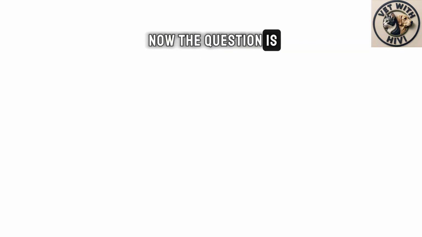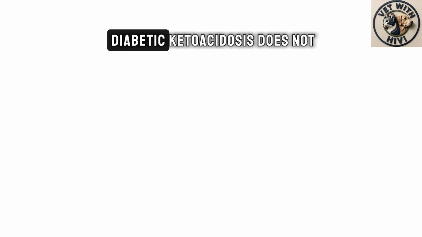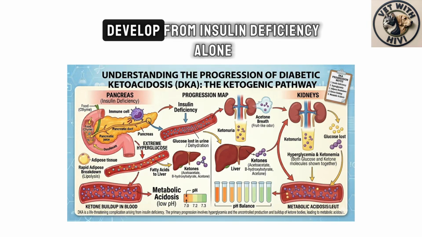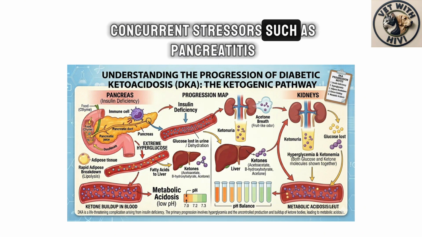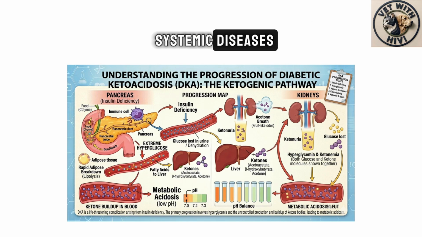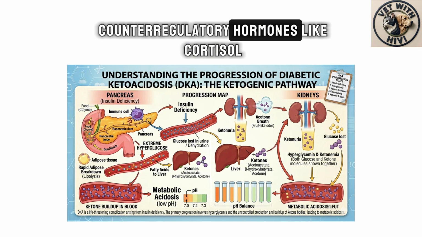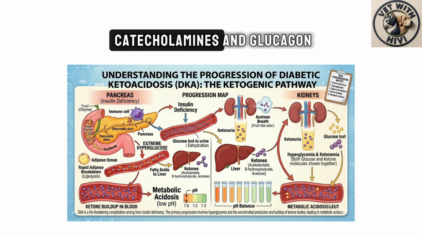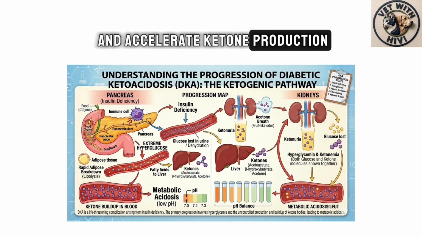Now the question is, why did diabetic ketoacidosis develop? Diabetic ketoacidosis does not develop from insulin deficiency alone. It's usually triggered by concurrent stressors such as pancreatitis, infection, inflammation, or other systemic diseases. And these conditions increase counter-regulatory hormones like cortisol, catecholamines, and glucagon, which further worsen insulin resistance and accelerate ketone production.